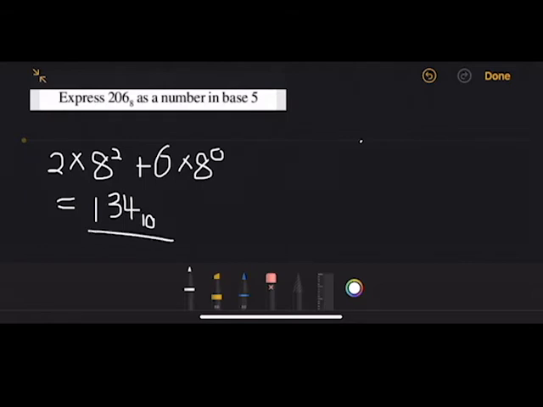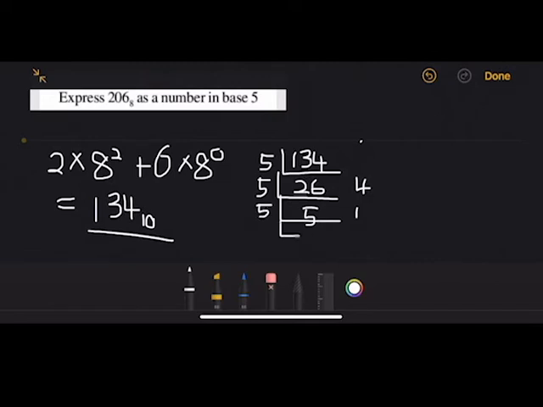So after that, we'll convert this base 10 number into base 5. We'll use the division method, which is 134 divided by 5. If we use 26 times 5, we will get 130. So we have 4 as remainder. We'll put the remainder at the side. And then 26 divided by 5, 5 times 5 will get 25, and we'll have 1 as remainder here. Divided by 5 again, 1 divided by 5, that's 0 with 1 as remainder. So the final answer will be 1014. We read this from the bottom to the top in base 5. This is our final answer.